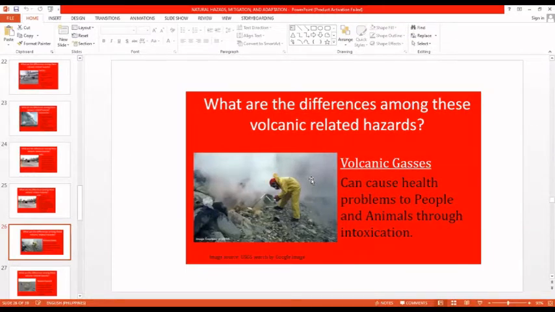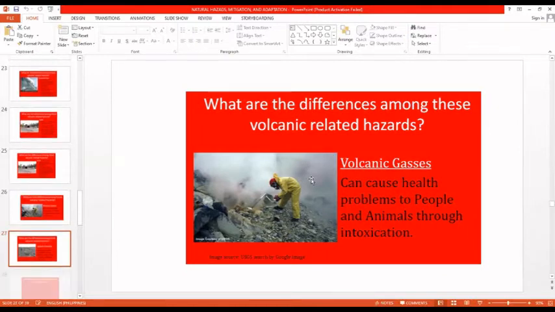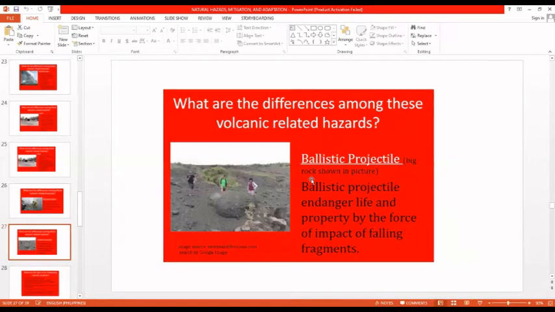So next is we have the volcanic gases. Ito yung yellow substance na nasa usok. Hindi yung lalaking nasa class ha. Hindi yung lalaki na nakasuit na yellow. So it can cause health problems to people and animals through intoxication. So sulfur siya, class, di ba? Ang amoy niya is parang mabahong itlog. Di ba?